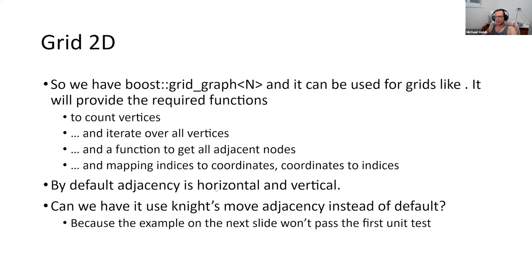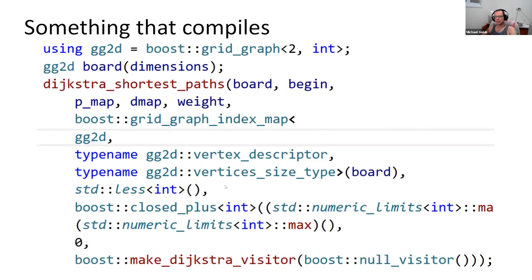By default, adjacency is horizontal or vertical only, no knight's move. We will need to handle it later because we don't want to find paths with such adjacency rules. You can find it by simple subtraction, right? But I talked too much. Here is a call to a function from Boost Graph, which actually compiled for me. Okay. So we have this grid graph, some details omitted.